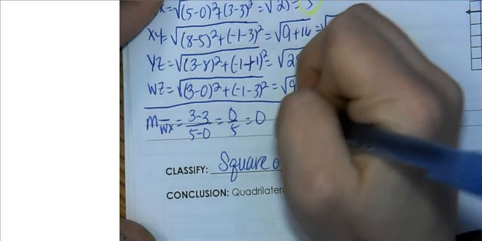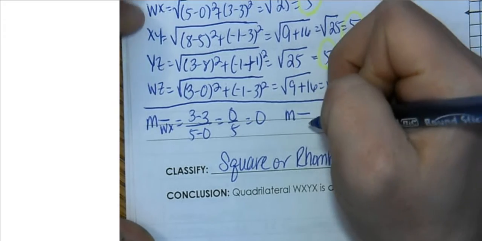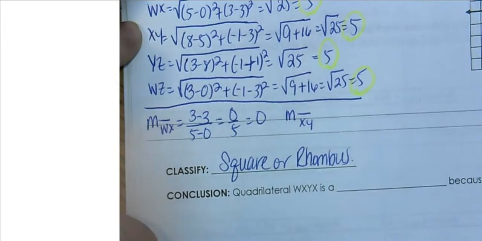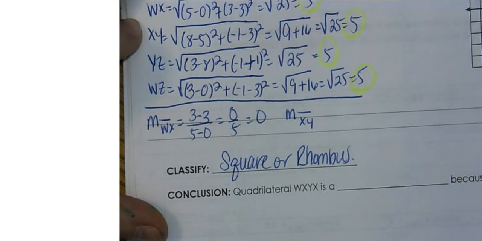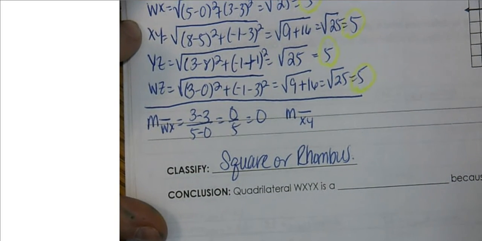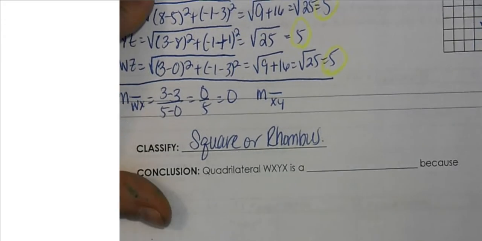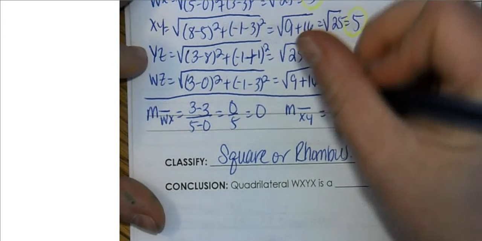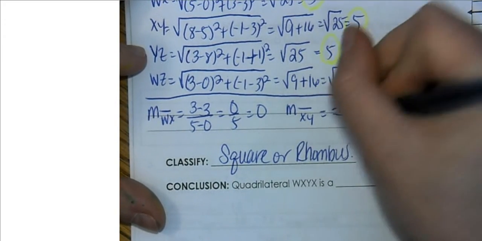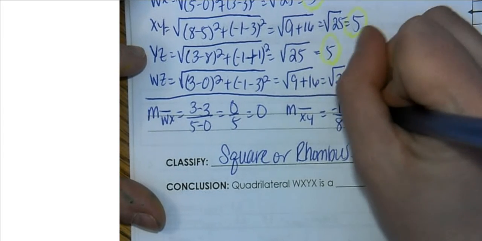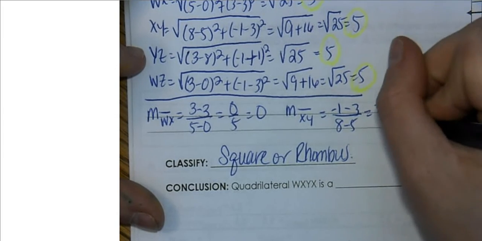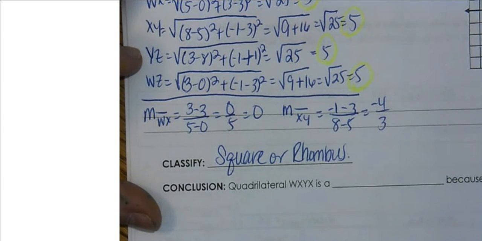So now I'm going to identify the slope of XY. So let me just keep myself straight. So this was WX's slope, and now I'm on XY's slope. And all I did was just mark it up with a new color just to kind of keep myself organized. So this is going to be negative 1 minus 3 over 8 minus 5. So that is negative 4 over 3. And I think I did that one correctly.